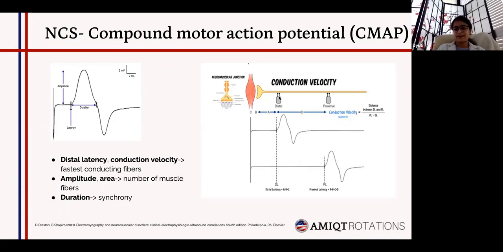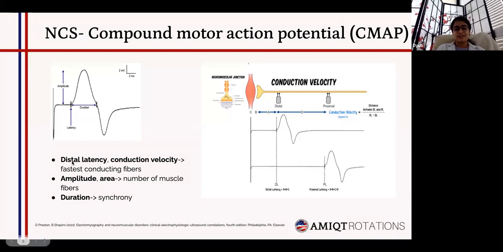We do that by subtracting this distal latency from the proximal latency and dividing that value by the distance between these 2 points to get the actual conduction velocity along the axon. And this is the whole reason that we stimulate a motor nerve at 2 points. This is not the case when we are evaluating a sensory nerve, as we'll see in the next slide.